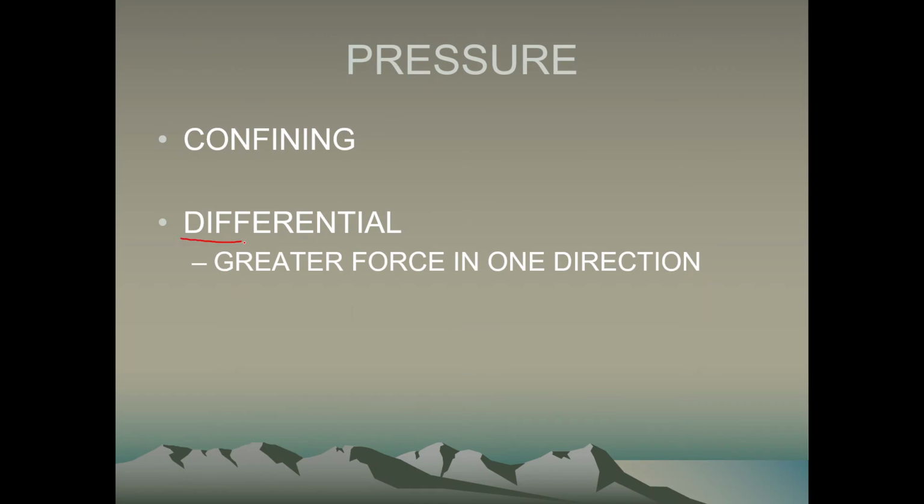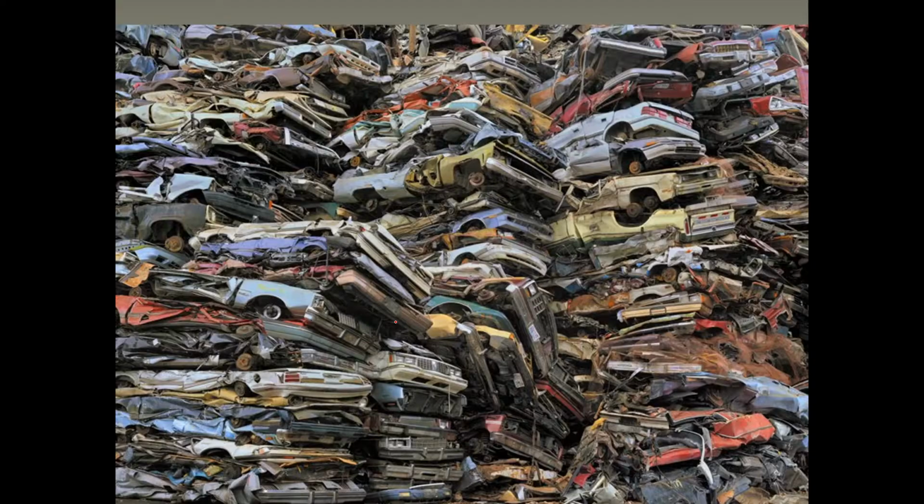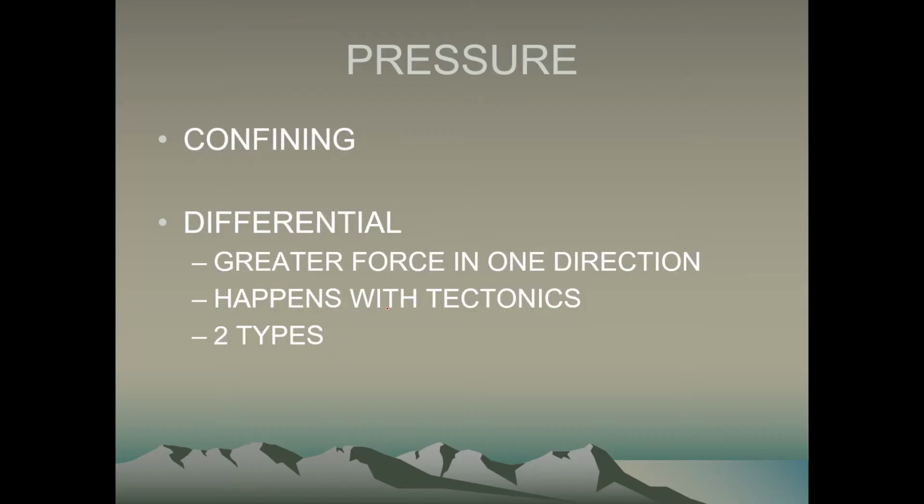Another type of pressure is differential pressure. Basically, it's different on different sides. You're getting greater force in one or two directions. So here, we have a pile of cars. Where's the direction of force here? Well, gravity's doing its work from the top, and then the ground is being resistant, and it's kind of pushing all these cars in this direction as they pile more and more on. The cars are getting nice and flat. So greater force in one direction.